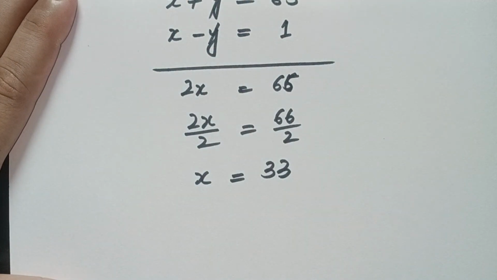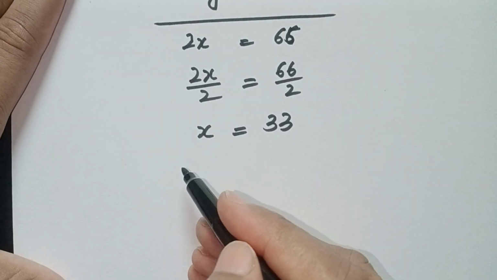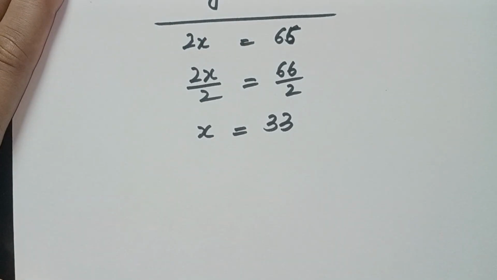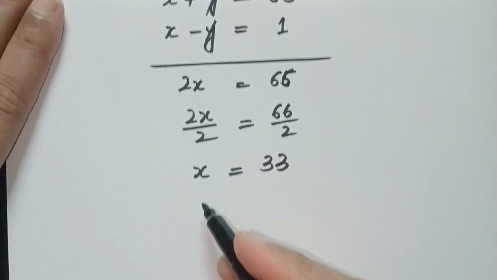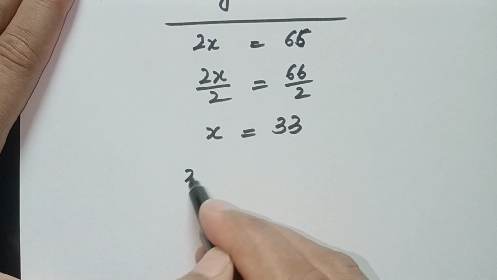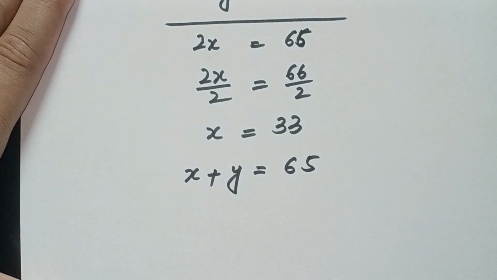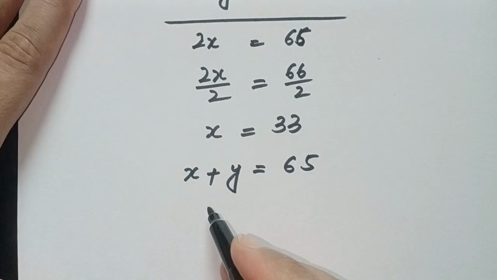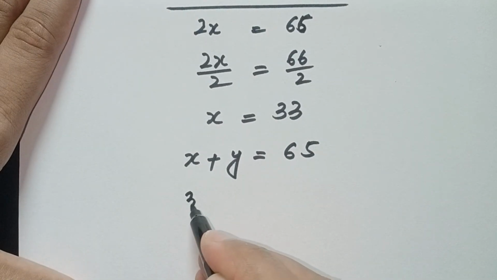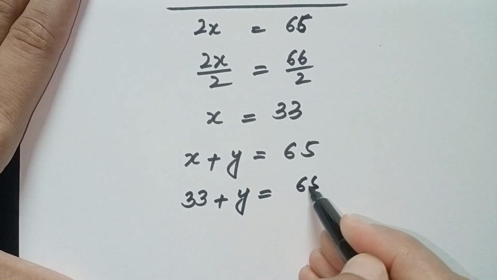So this is the value of x. Now we will use this value of x to find out the value of y. So we are going to use the given equation, this one or that one, any one equation we can use. x plus y is equal to 65. Plug in the value of x in this equation, we will get 33 plus y is equal to 65.